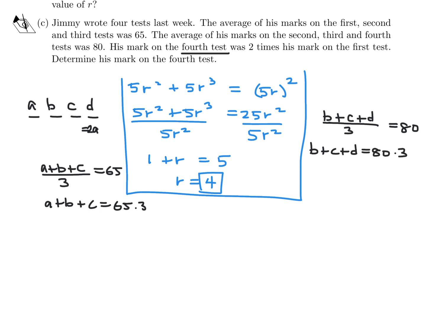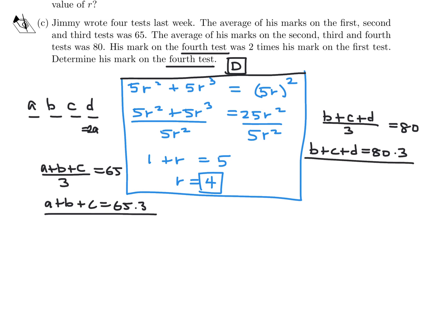Okay, and what are we trying to figure out? Determine the mark on this. So we're trying to figure out D, basically. Find D is our goal. Okay, so this is my one equation, second equation. Let's just call this equation 1. Let's just call this equation 2.